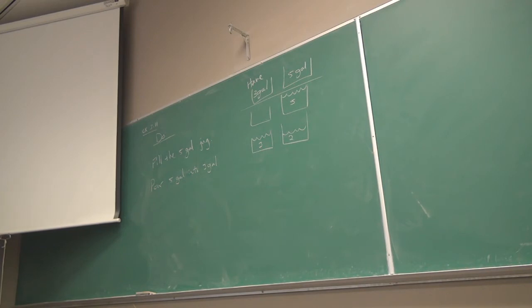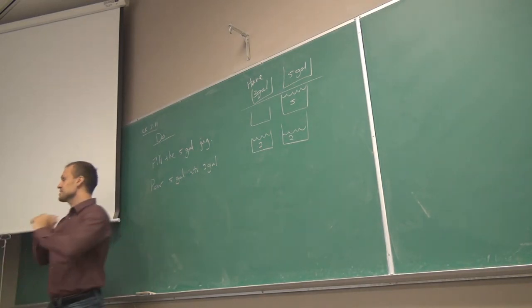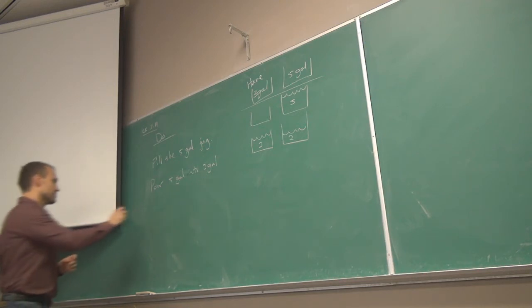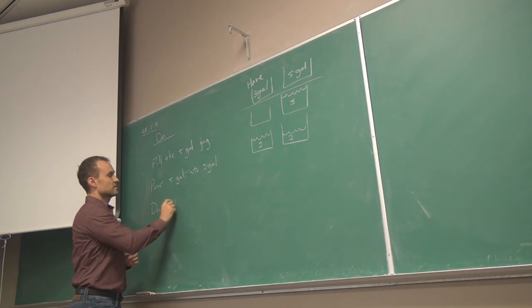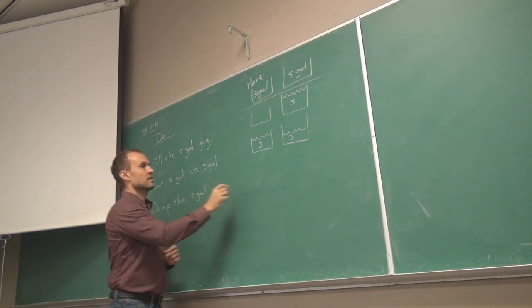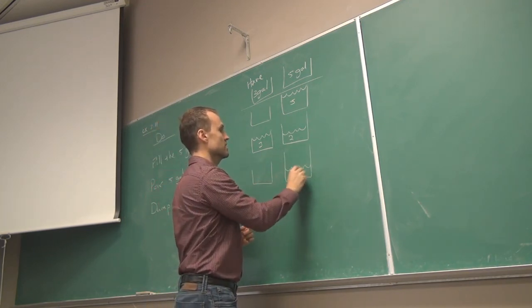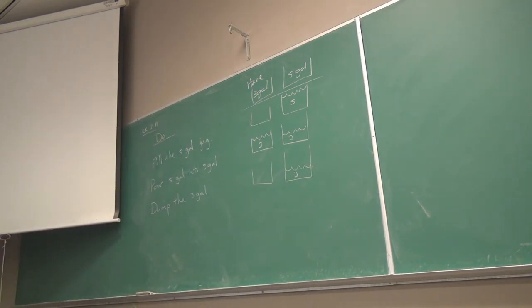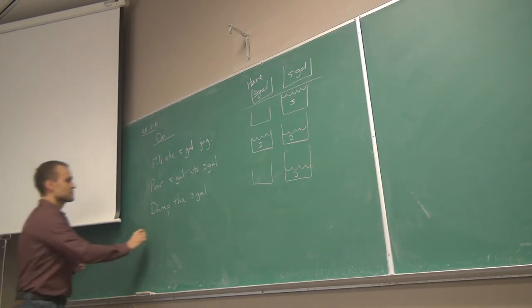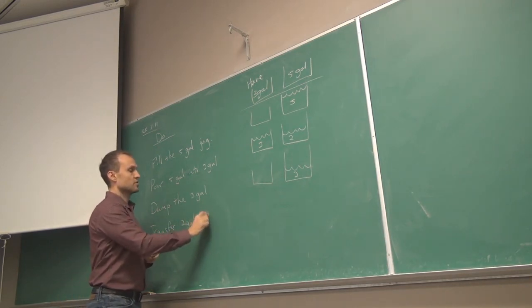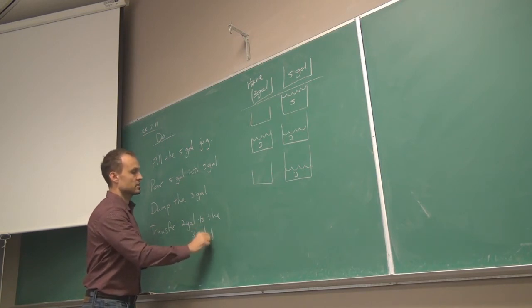Remember, you're trying to lay it out in so much detail that absolutely everyone who can read can follow it. What do we do next? Do you pour out the 3? Dump the 3-gallon. Then we have empty, and still 2 in this one, right? What do we do next? Put the 2 in the 3. Let's say transfer 2 gallons to the 3-gallon jug.